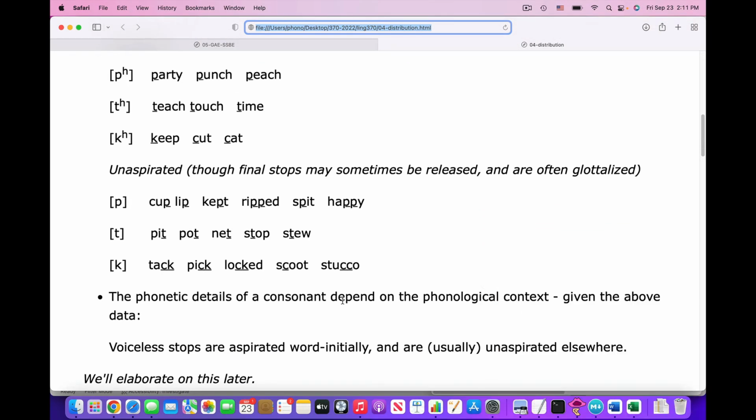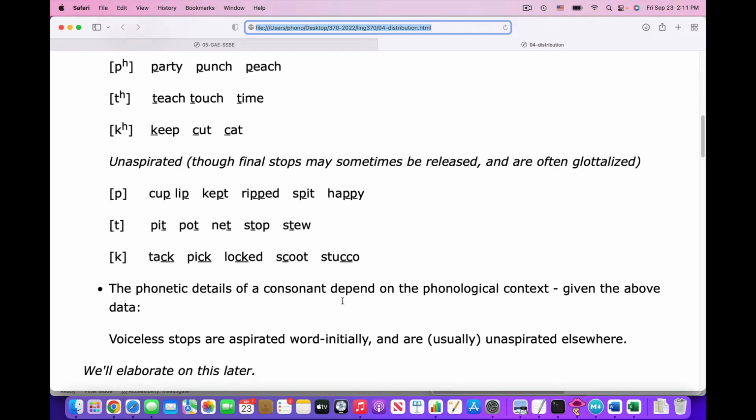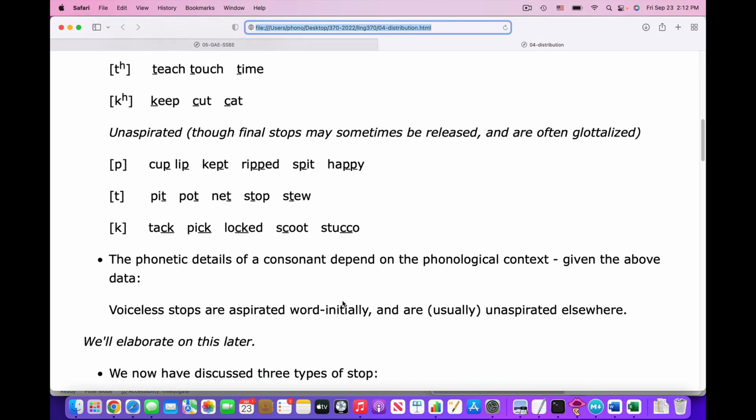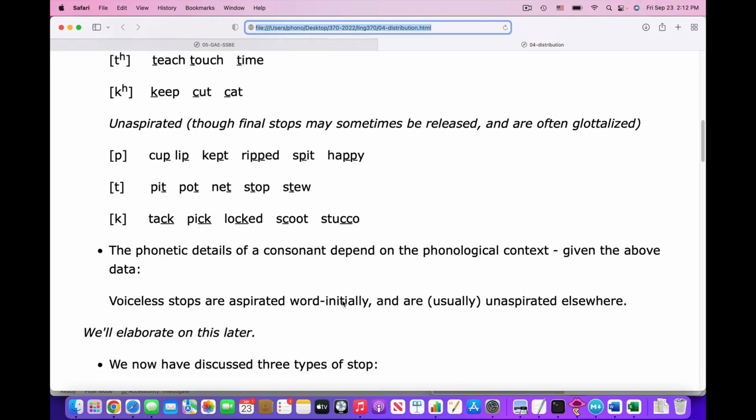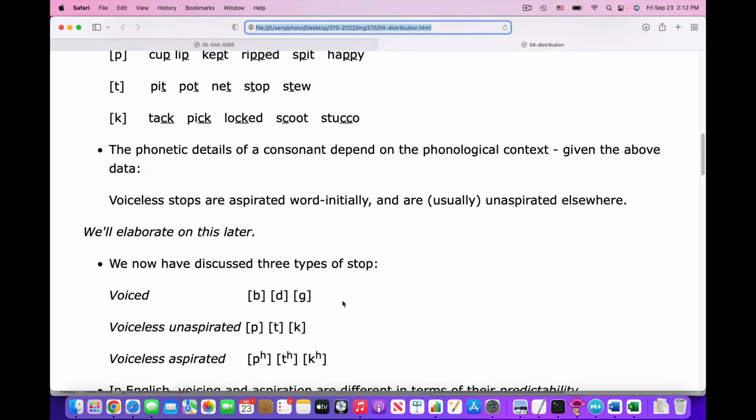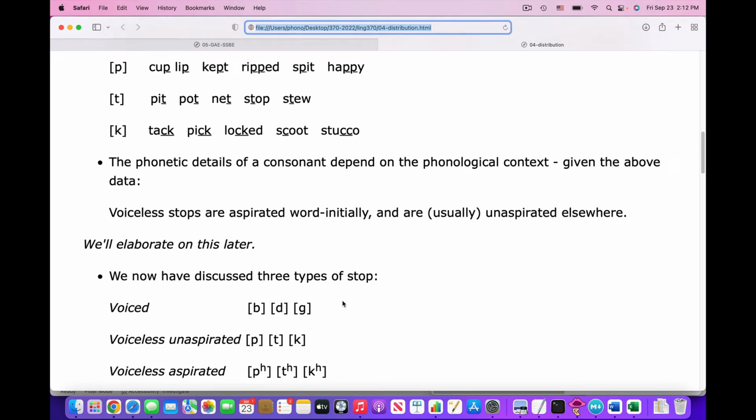So the phonetic details of the consonants here. These are all voiceless stops, and we didn't talk about aspiration before. And we could just say that in this case, voiceless stops are aspirated word initially and are maybe unaspirated elsewhere, with the exception, again, of sometimes the final release in stops. Now, we'll elaborate on this phonological context later because it is more complicated than that in English. So we've now discussed 3 types of stop in English.